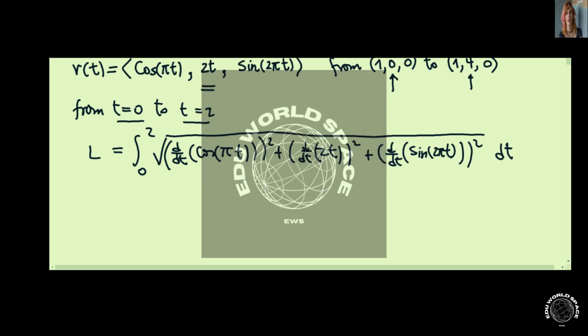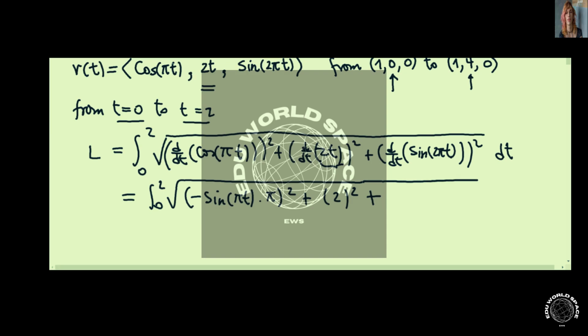So this is equal to the integral from 0 to 2 of the square root of the derivative of cosine of pi t, which is negative sine of pi t times the derivative with respect to t of pi t, which is pi, and all that product squared, plus the derivative of 2t with respect to t, which is 2, squared, plus the derivative with respect to t of sine of 2 pi t, which is cosine of 2 pi t times the derivative of 2 pi t, which is 2 pi, and that product squared.